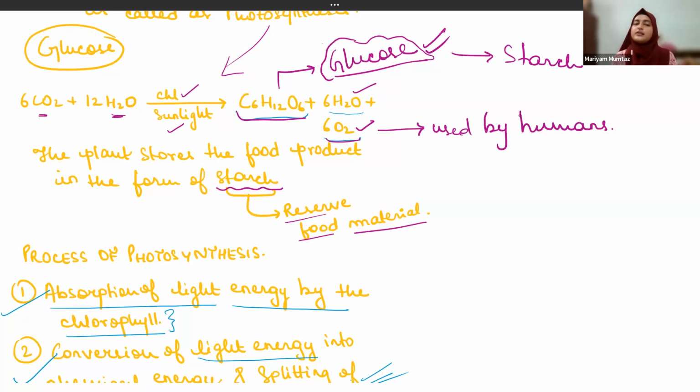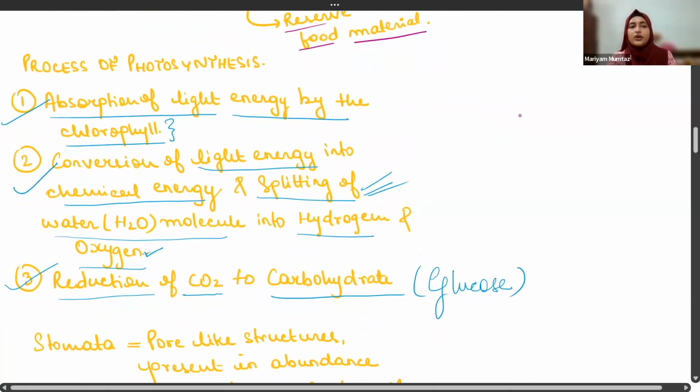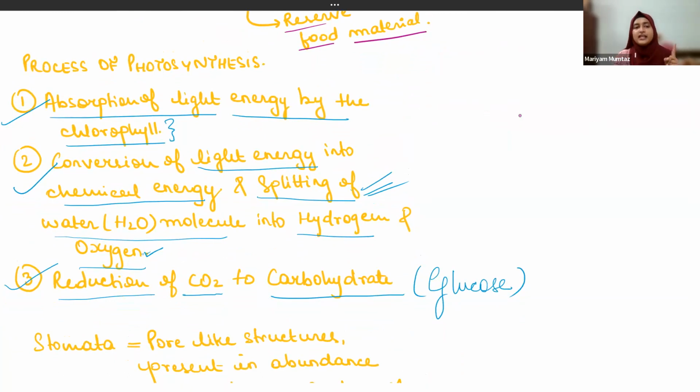Is this whole process of photosynthesis clear to you? Yes, ma'am. Okay, very good. Now, let us look at the process of photosynthesis in depth, like in language, what happens. So the first step that takes place is the absorption of light energy by the chlorophyll. Now, do you know that chlorophyll is a green pigment present in plants? Yes, ma'am. Okay, very good.